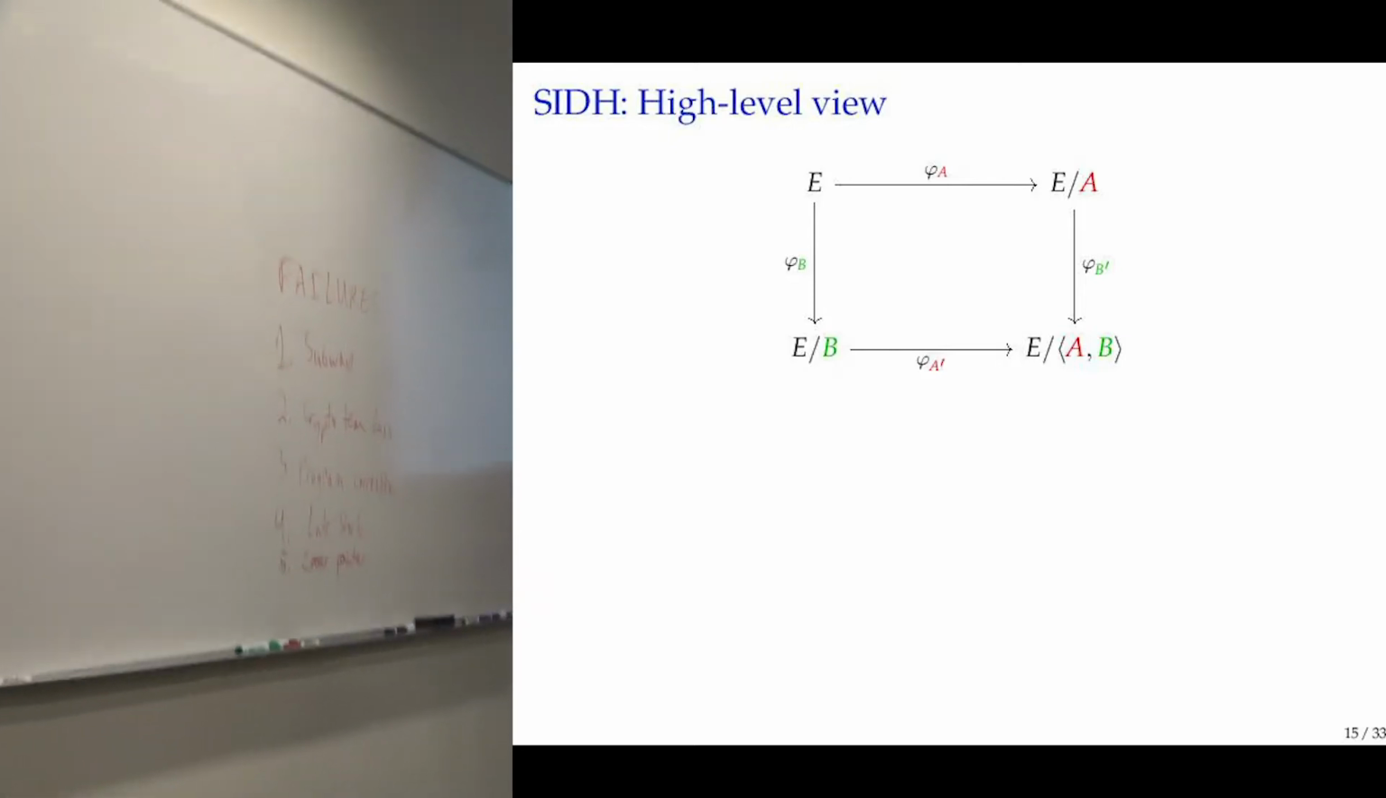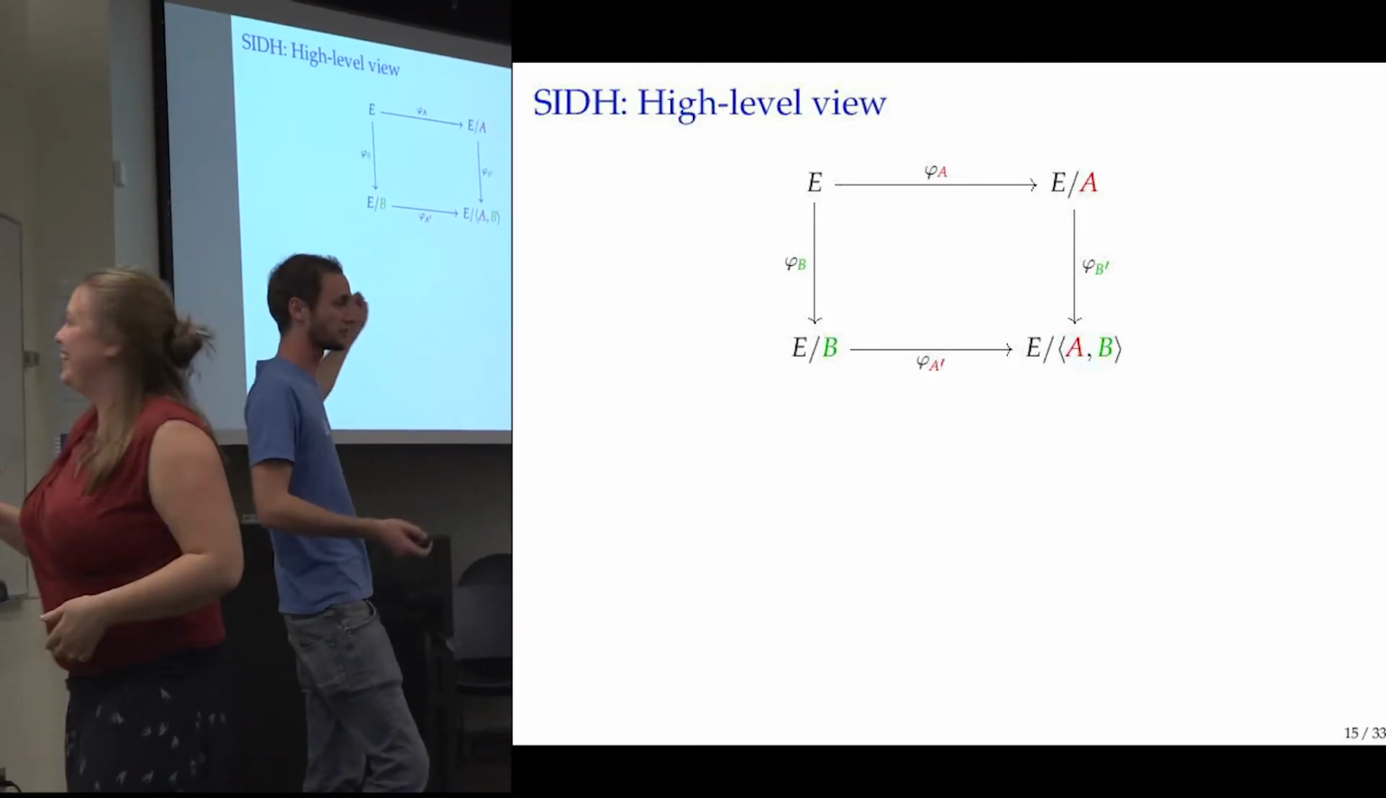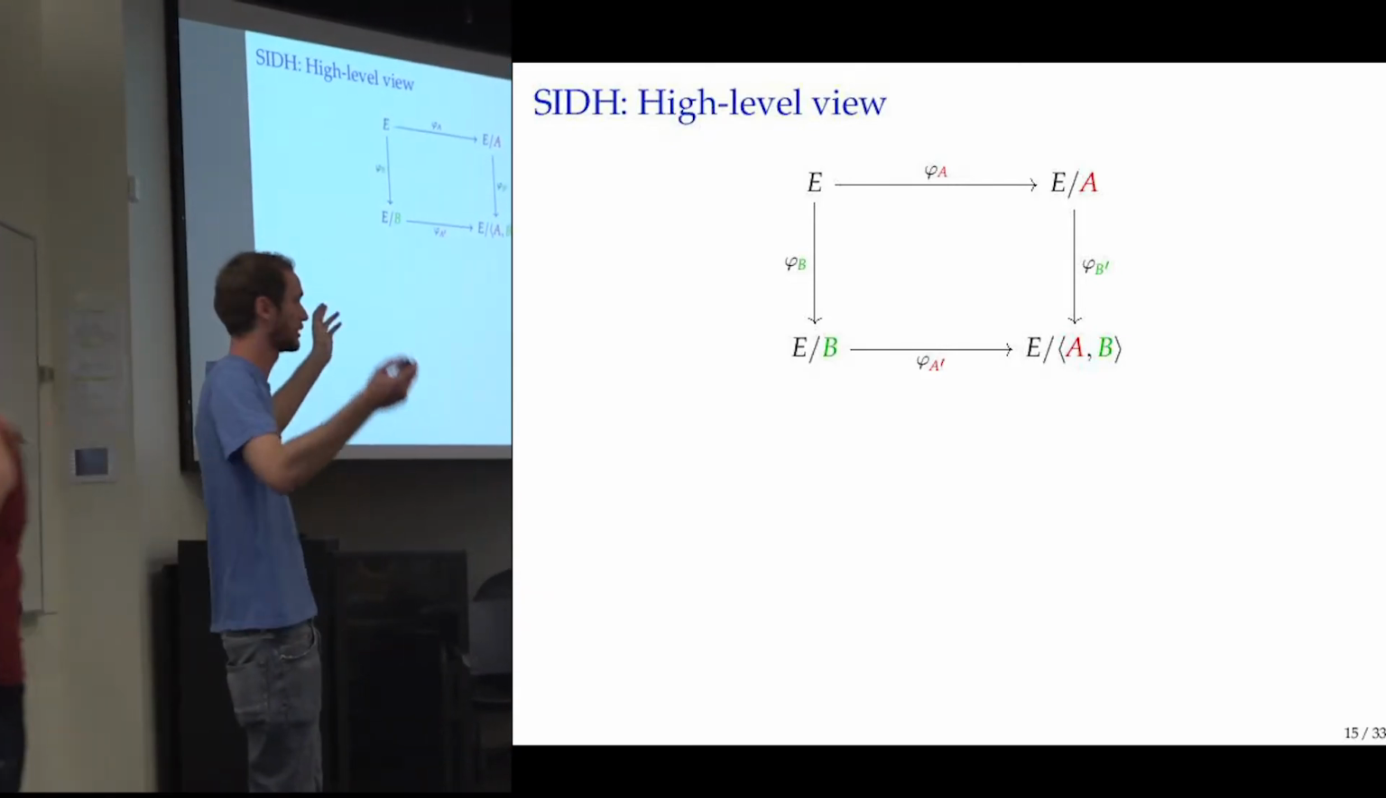Right. So things in this notation, A and B are subgroups, right? E is the curve.